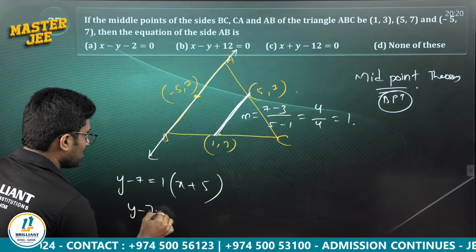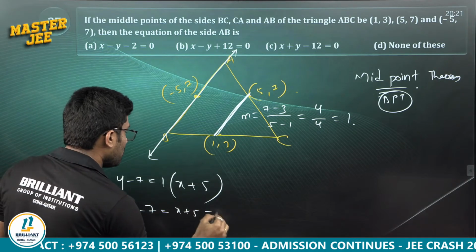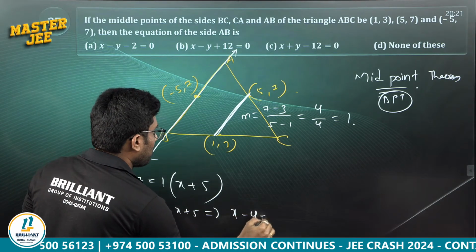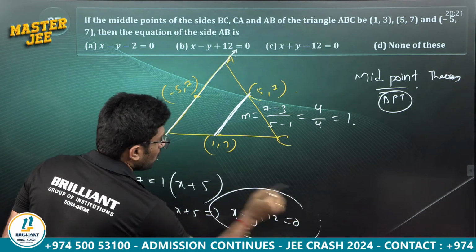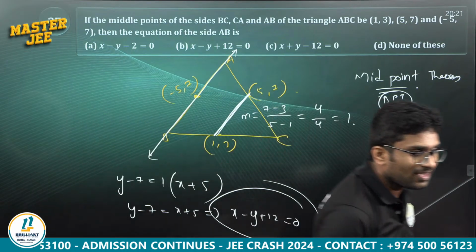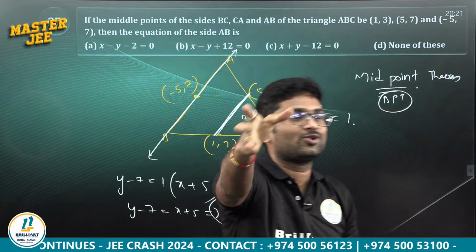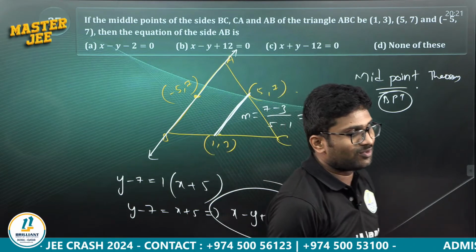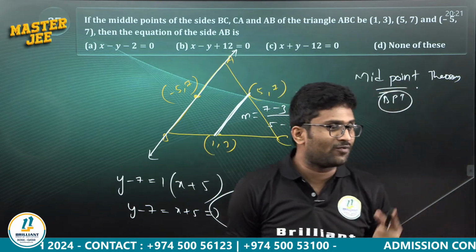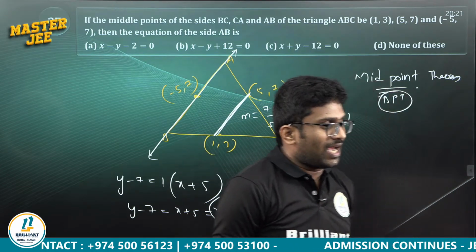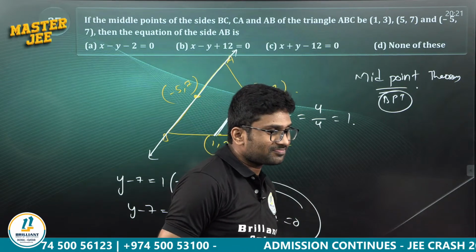Y minus 7 is equal to x plus 5. From here we get x minus y plus 12 is equal to 0. Option B. Very good, friend. Very good. The line segment joining midpoints of the two sides will be parallel to the third side. Exactly, good, Vaishnavi. Very good, Ashmita. Very good, Sai. Very good, Michael.